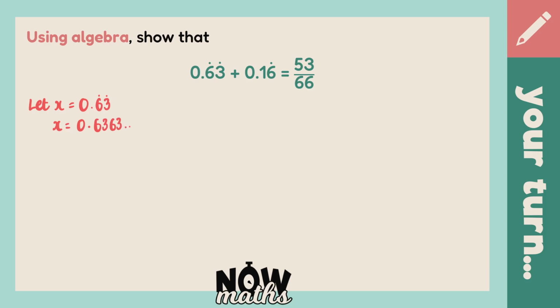0.6363, and so on. In order to find a decimal that has the exact same pattern after the decimal point, we need to multiply by 100 and shift this decimal 2 places to the left. So x multiplied by 100 is 100x, and 0.63 recurring multiplied by 100, we shift 2 places to the left to give us 63.63 recurring.